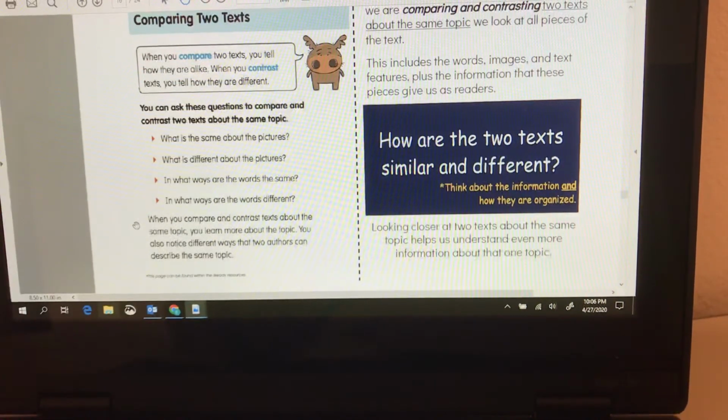When you compare and contrast texts about the same topic, you learn more about the topic. You also notice different ways that two authors can describe the same topic.